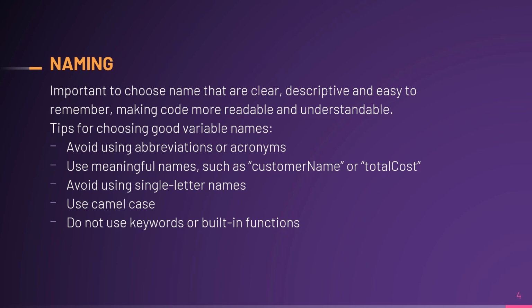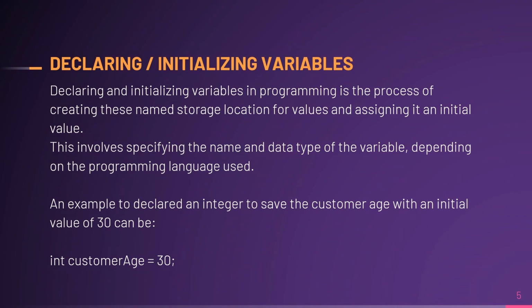Use camel case, capitalizing the first letter of each word except the first, to make long variable names easier to read, such as customerName or totalCost. Avoid using names that are already used for other purposes, such as keywords or built-in functions in the programming language you are using. By following these guidelines, you can choose variable names that are clear, descriptive, and easy to remember, which will help to make your code more readable and maintainable.